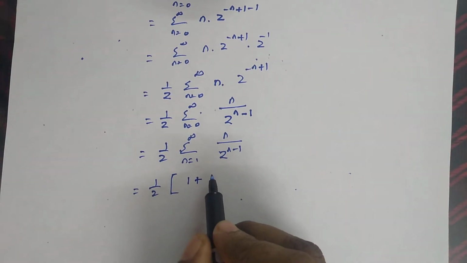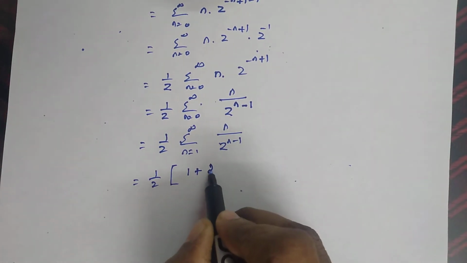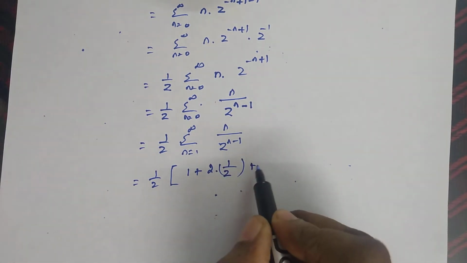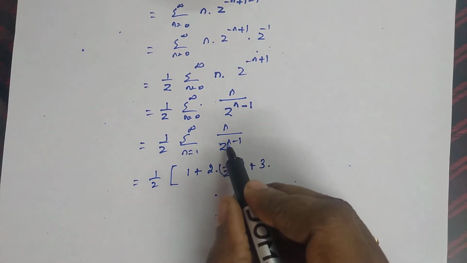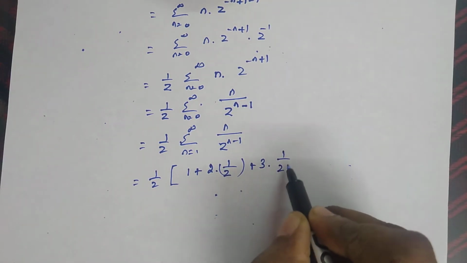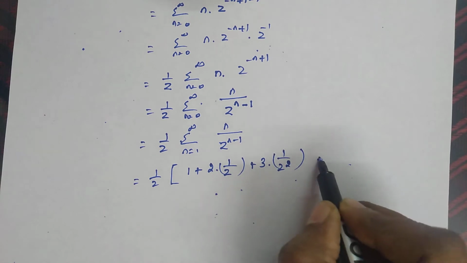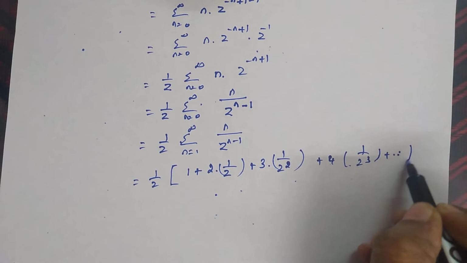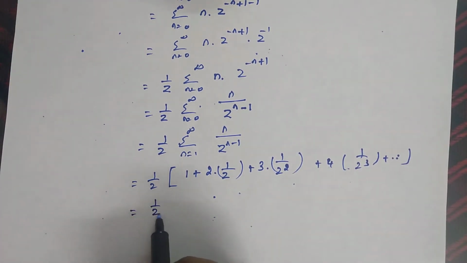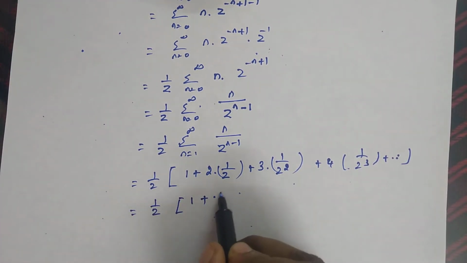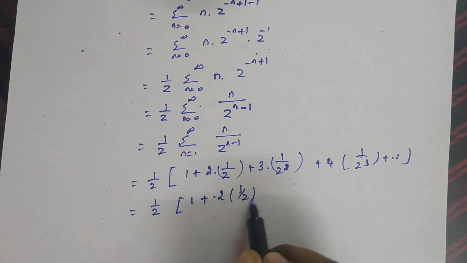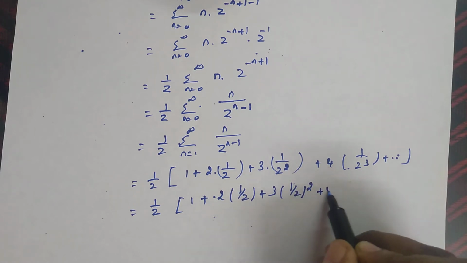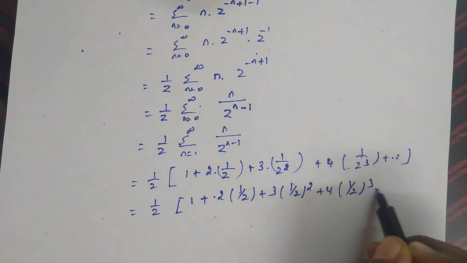Then n equal to 2. So n is 2, 2 minus 1, so it is 1 by z. Then n equal to 3. So 3 into z, 3 minus 1 is 2, so 1 by z square, plus 4 into 1 by z cube plus etc. Which is equal to 1 by z into 1 plus 2 into 1 by z plus 3 into 1 by z the whole square plus 4 into 1 by z the whole cube plus etc.